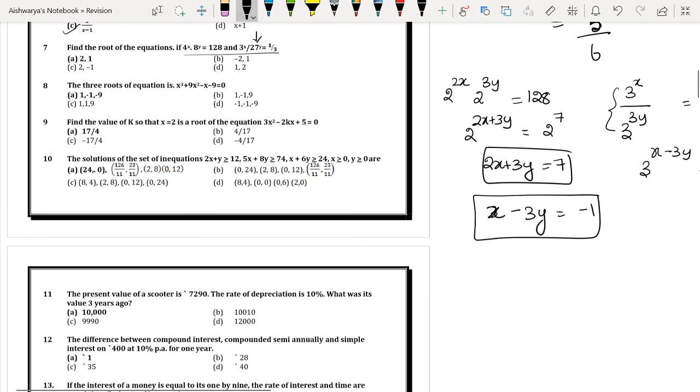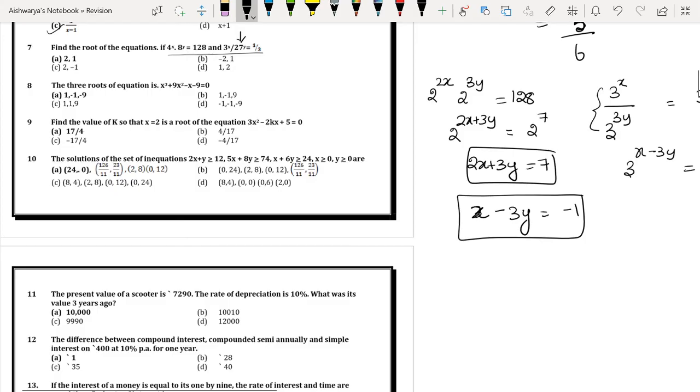Use the values here. Try the first option to check whether it is satisfying. So I'm using a different color pen to show you the substitution. So I'm going to try 2 first. 2 2s are 4 plus y value is 1. So 3 into 1 is 4 plus 3, 7 matching. Okay. Try in this equation also. 2 minus 3 into 1 will give you minus 1. This also satisfies. So option A is correct.